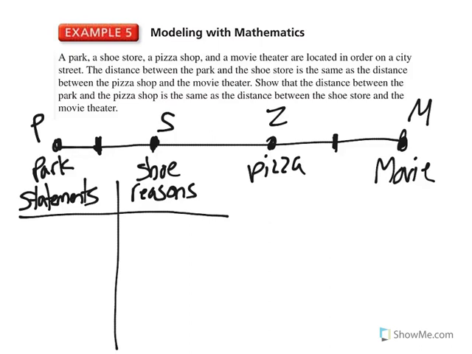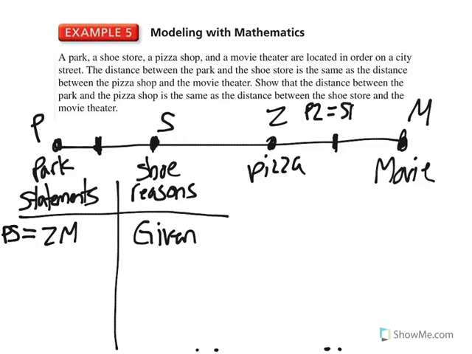Okay, so in my statements, first I'm given that the park to the shoe store and the pizza to the movie are the same distance. So that would be segments PS is equal to ZM. Okay, their lengths are equal. They told me the distance is equal. My reason for this would just be given. So I need to start thinking about what I'm looking for. I'm looking for whether or not PZ is congruent to SM. I'm just going to write PZ equal to SM. Okay, that's what I'm looking for. I'm going to put a question mark there.